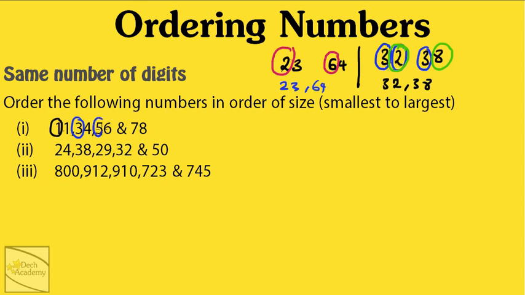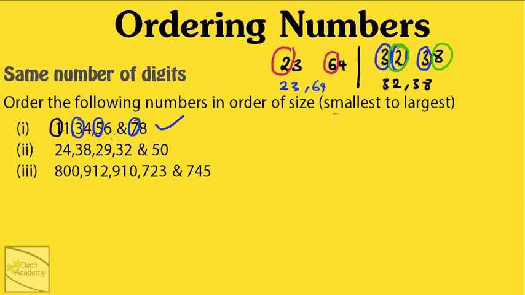5 and 7. Now 1 is smaller than 3, 3 is smaller than 5, 5 is smaller than 7. So you can already tell that this list is already in the right order from smallest to largest, because 1 is the smallest first digit, 3 is the second smallest first digit, 5 is the third smallest first digit, and 7 is the largest digit. So this is from smallest to largest. So this is fine already as it is. We don't need to do anything there.